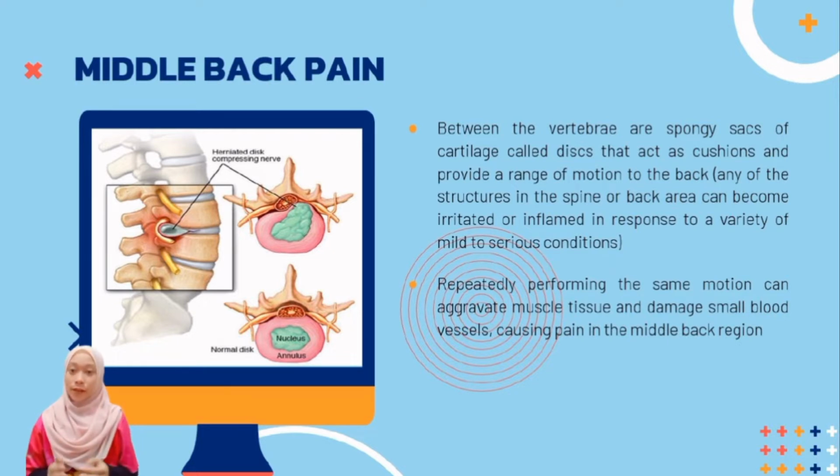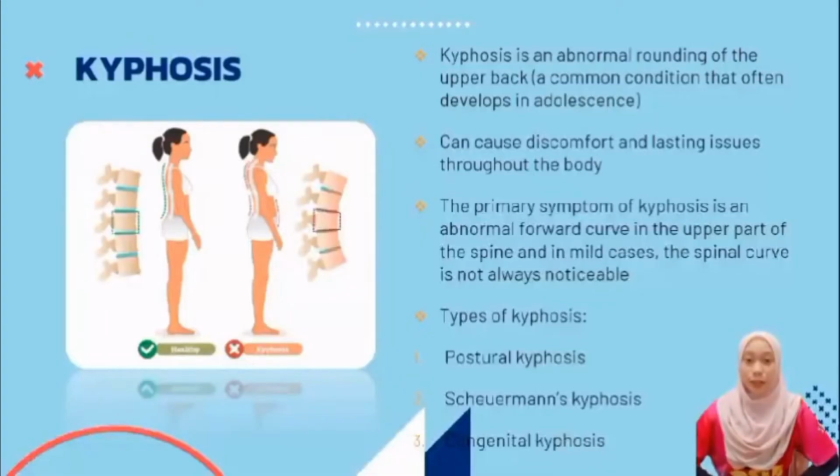As if we are repeatedly performing the same motion at the same area, can also exaggerate the muscle tissue and damage our small blood muscles that cause pain in the middle back region. I proceed to the anatomy of injury for kyphosis.